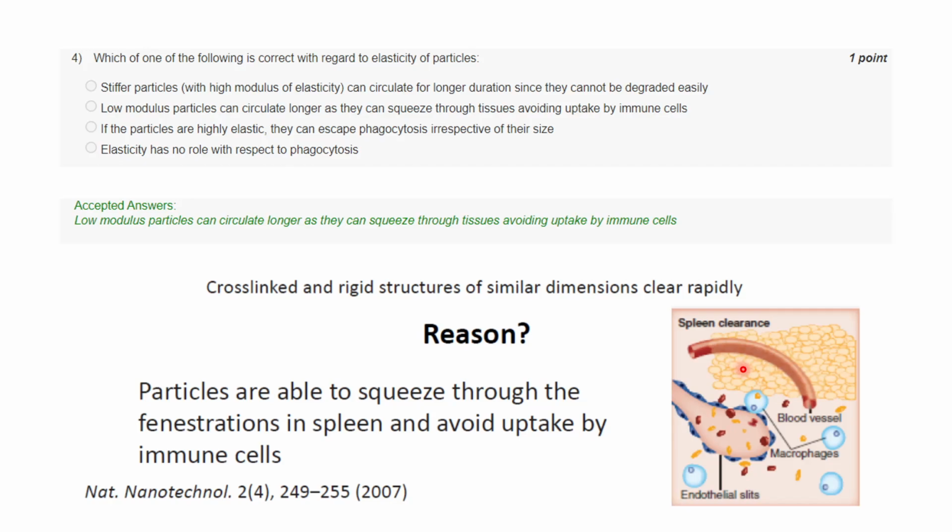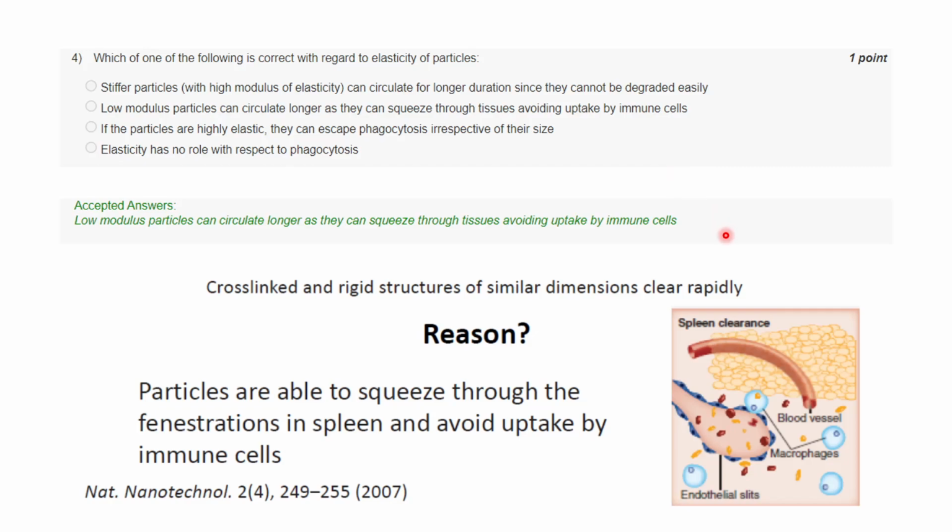Let's say this is the area where you want to treat a particular condition in a patient. Your particles are free to then act on this tissue, and that's where their activity mostly is centered. So they will not be cleared out from the system. So with respect to the question, which one of the following is correct with regard to elasticity of particles? If you have low modulus particles, particles which are highly elastic, they can squeeze through the tissues and they can avoid uptake by the immune cells.